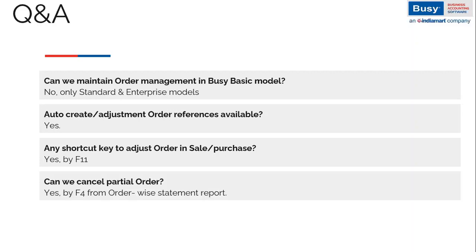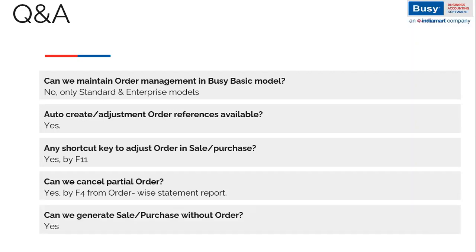Can we cancel a partial order? Yes, obviously. As I showed you in the report, whenever you go through your order by statement report, if you see that part of the order has been adjusted and part of the quantity has remained pending or has not been cleared, you can clear that entry through F4. By clicking the F4 button, you can clear your pending order, whatever pending quantity is available in your system, whether for purchase orders or sale orders.